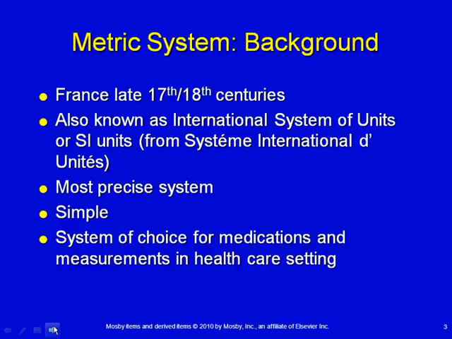The metric system started back in the 18th century. It was known as the System of International Units. It's a system recognized by many countries. It is the most precise system. Once we become adapted to it, it's quite simple. And it is the system of choice in healthcare in America today that governs medications and other measurements such as weights, urinary outputs, oral intakes, and so you need a good solid foundation with the metric system.